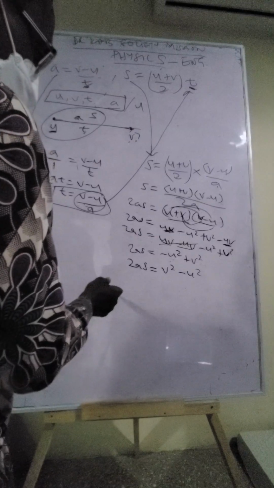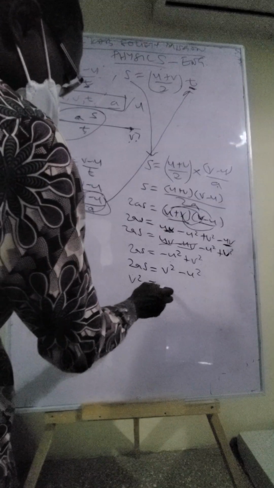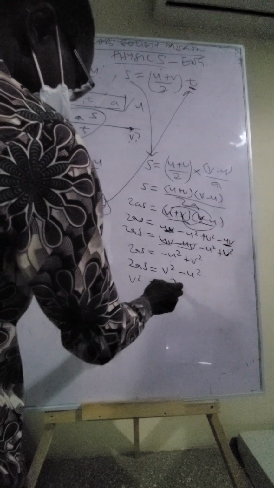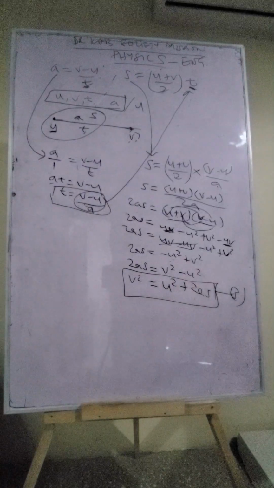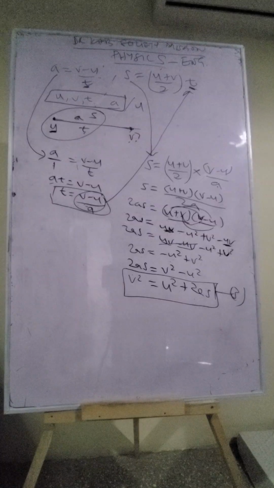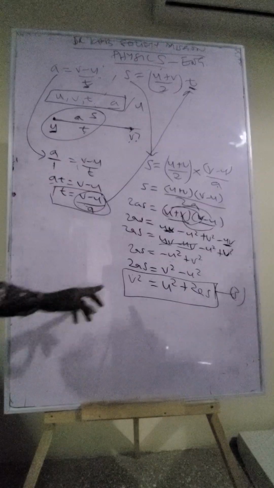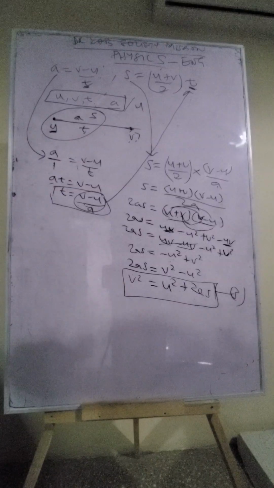Now you can rearrange and make U the subject, or V the subject, depending on whichever way you want to. So we can say V squared is equal to U squared plus 2AS. So this is the third equation that we have. Here we have four of the variables, no T. So when we are not given T, we can use this equation.